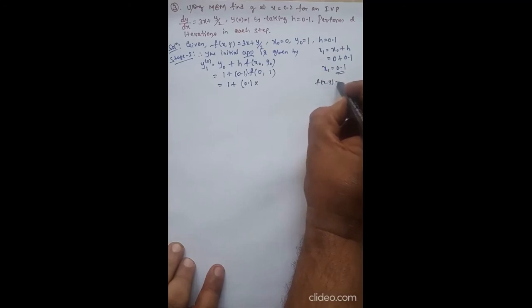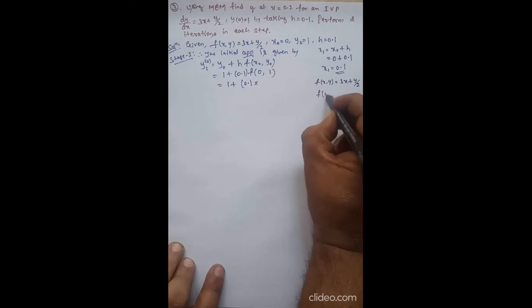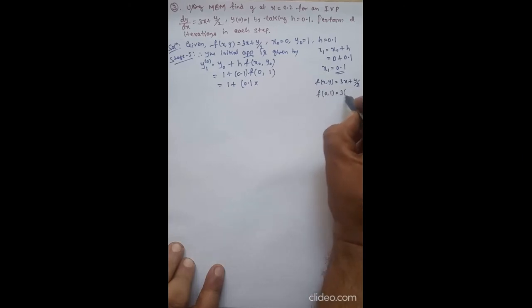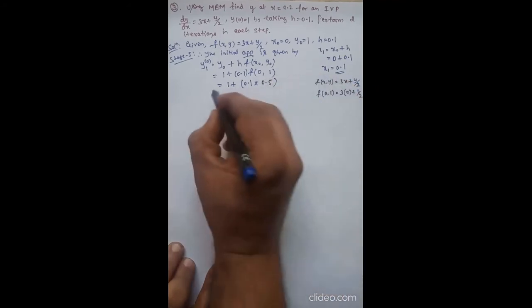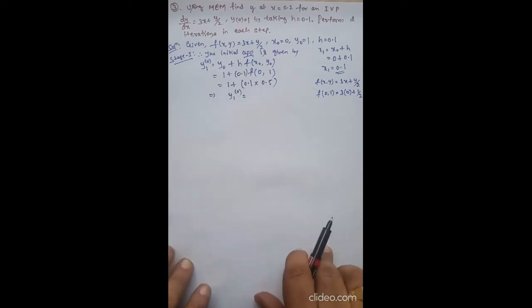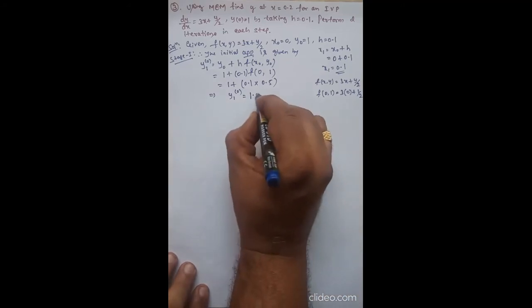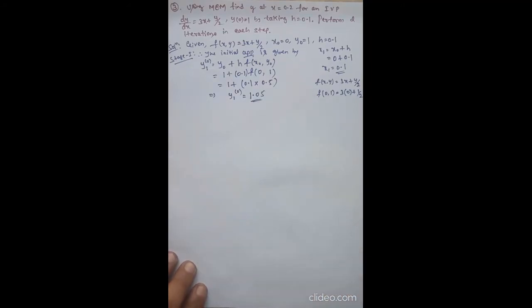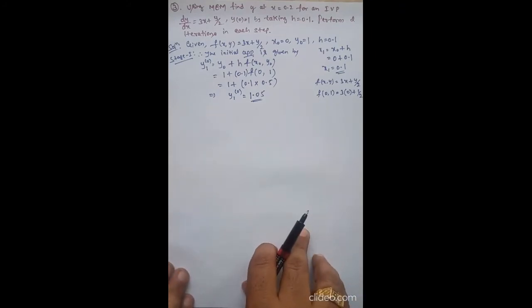See, f of x comma y is 3x plus y by 2. Then f of 0 comma 1 becomes 3 into x is 0, y is 1. So it is 3 into 0 plus 1 by 2. And you know 1 by 2 is 0.5. So if I simplify this, we get y1 power 0, the initial approximation for a problem. So this comes around 1.05. So like last problem, we calculate initial approximation.